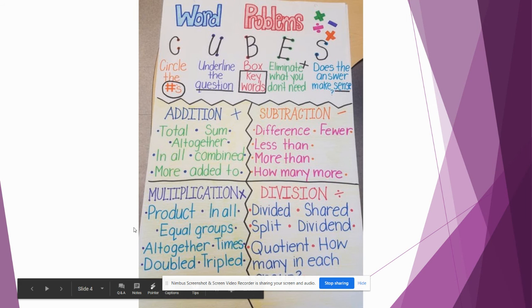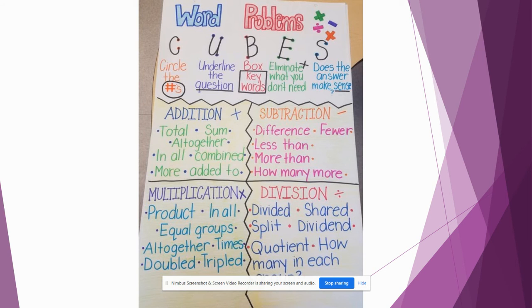Bringing it back to first quarter with word problems, we like to use CUBES. C as in circle the numbers, U as in underline the question, B as in box the keywords, E eliminate what you don't need, and S does this answer make sense? I think E probably is my favorite one. Eliminate what you don't need. A lot of times you'll see word problems and they try to trick you with some extra information. So if you're reading really carefully, you should be able to eliminate all that extra stuff.